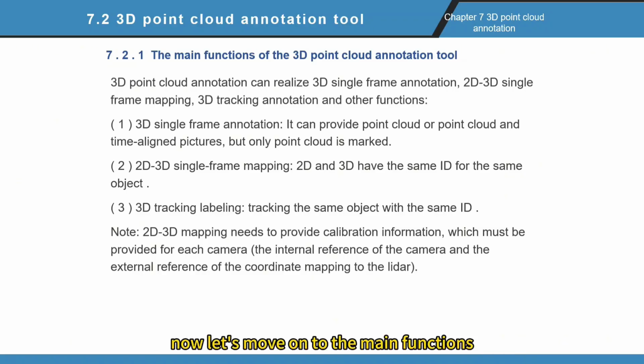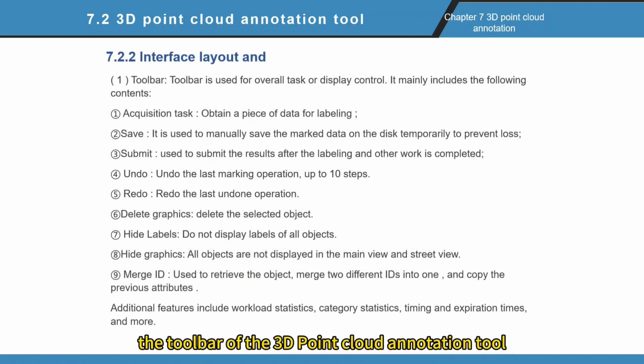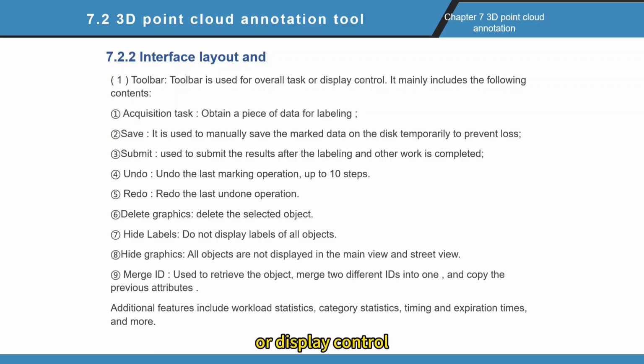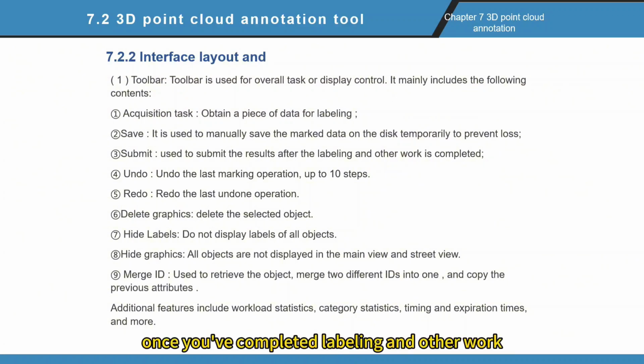Now, let's move on to the main functions of the 3D point cloud annotation tool. The toolbar of the 3D point cloud annotation tool is used for overall task or display control. It has several key features. The acquisition task helps obtain a piece of data for labeling. The save function allows you to manually save the marked data on the disk temporarily to prevent loss. Once you've completed labeling and other work, you can use the submit function to send the results.